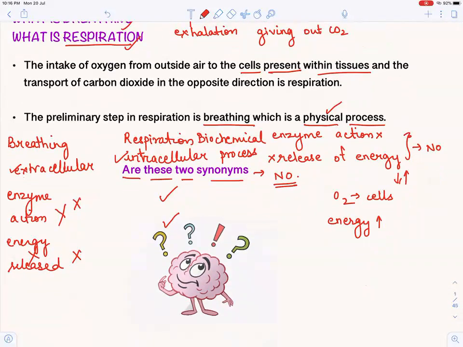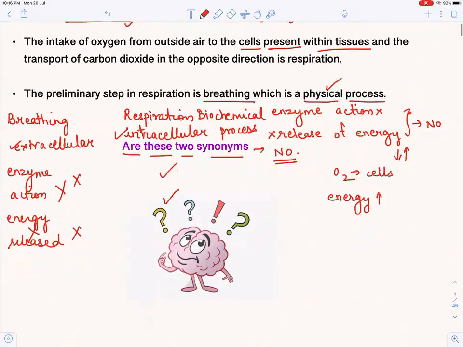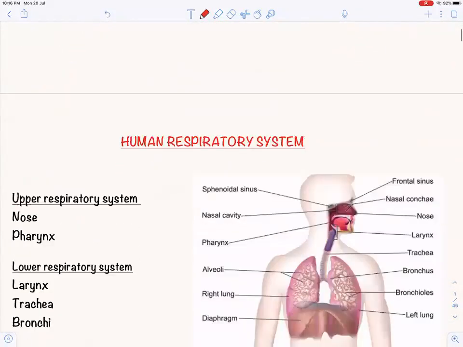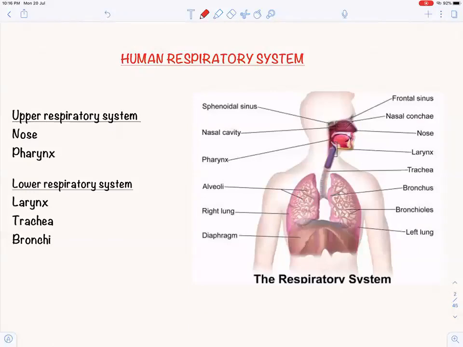So now let us go forward and study the human respiratory system. It is a very, very interesting topic, the human respiratory system. This diagram we can see, we'll make this diagram, we'll learn about everything. So what is the respiratory system? What does the respiratory system consist of?